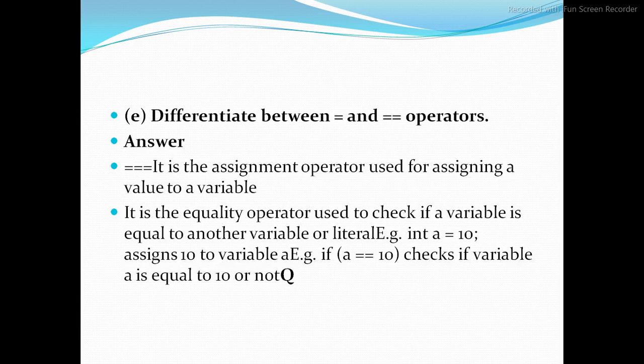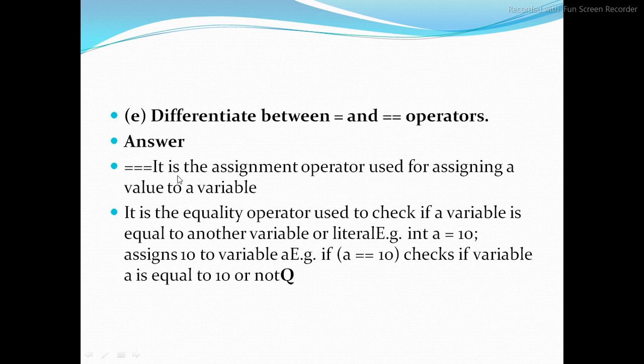You can see on the screen: differentiate between equal and double equal operator. Many times I have told you the difference. The equal operator is an assignment operator and double equal is a comparison operator. When we write a = 5, we are assigning 5 to a, whereas when we write a == 10, we are checking whether the value in a is equal to the value on the right hand side or not.